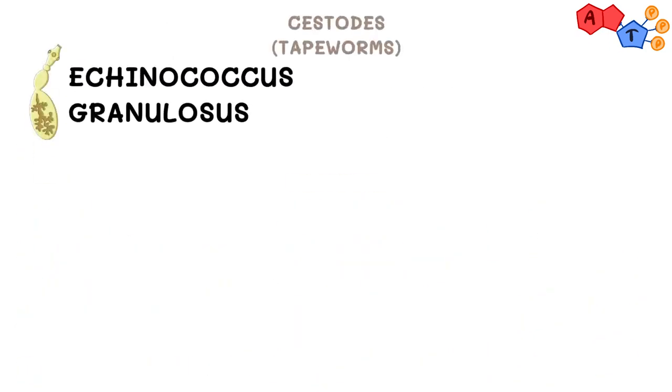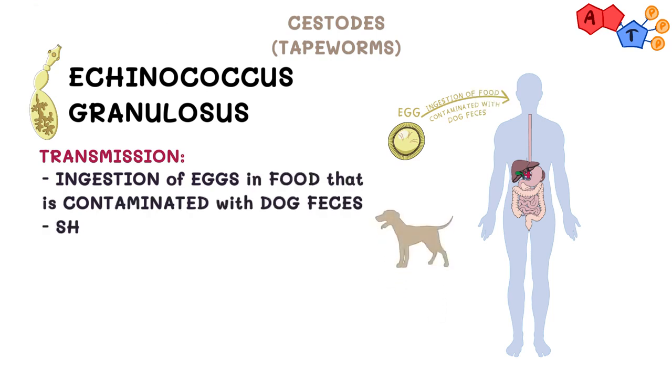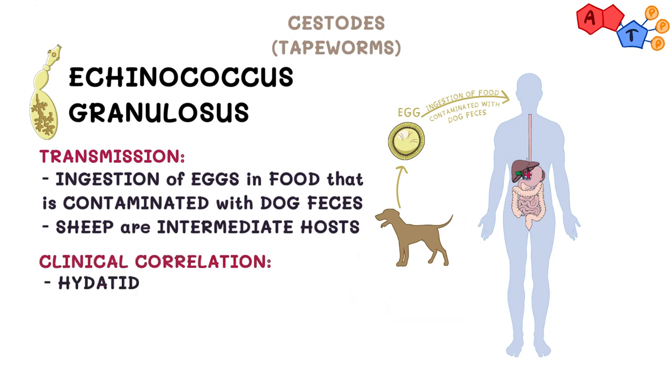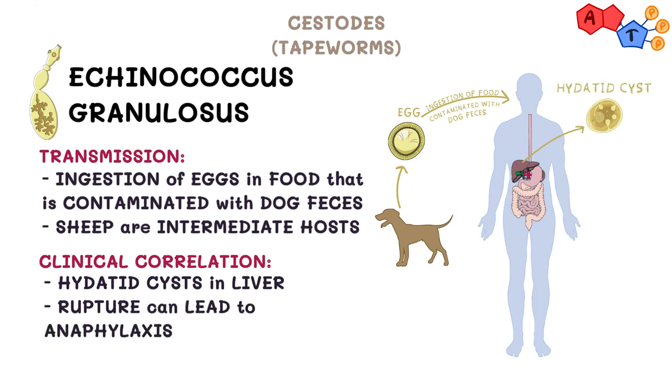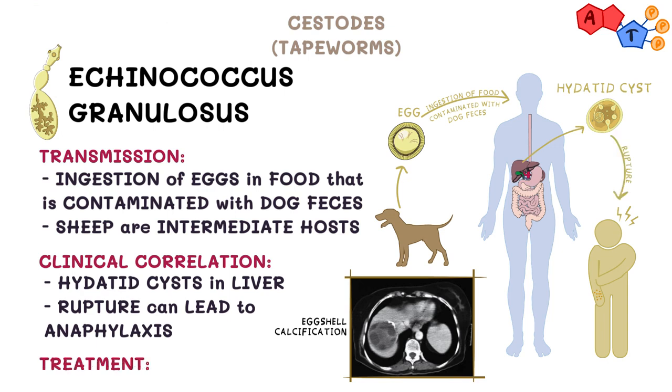The last tapeworm we're going to talk about is Echinococcus granulosus. Echinococcus granulosus is transmitted to us humans by the ingestion of eggs in food that is contaminated with dog feces. It's also nice to know that sheep are intermediate hosts. Echinococcus granulosus can lead to the formation of hydatid cysts in the liver, which are described to have eggshell calcification, and it's usually detected on CT scan. It's worth mentioning that the contents of the cyst can lead to anaphylaxis if the cyst ruptures for whatever reason. For the treatment of Echinococcus granulosus, we use albendazole.